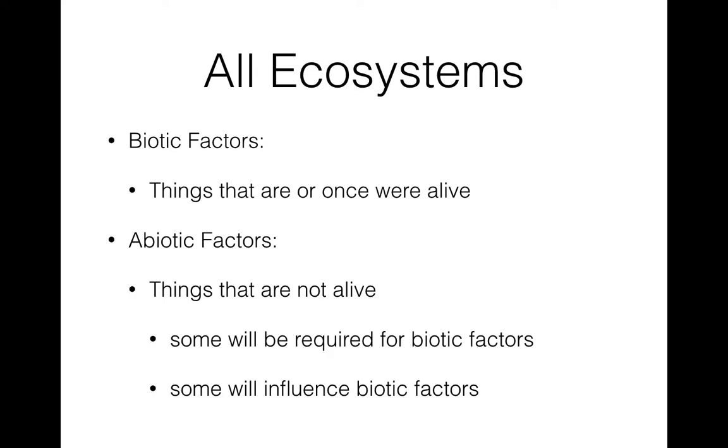All ecosystems include biotic factors and abiotic factors. Biotic factors are those things that were once alive or are alive currently. Abiotic factors are things that are not alive. Some of those will be required by biotic things to survive, and some of them will have an influence on biotic factors.